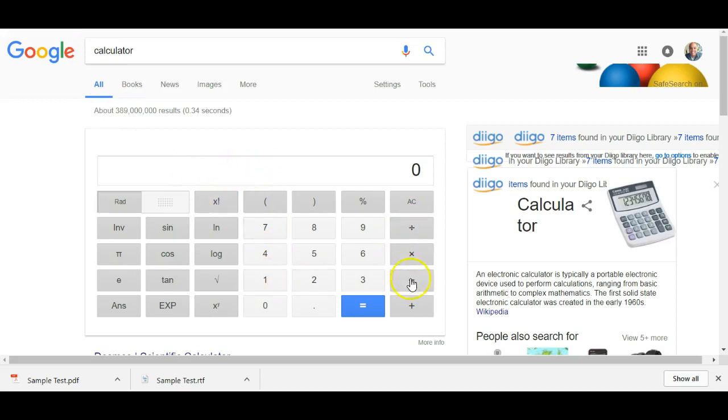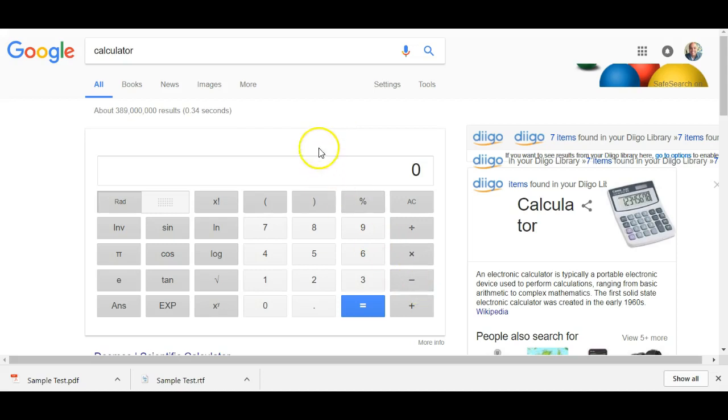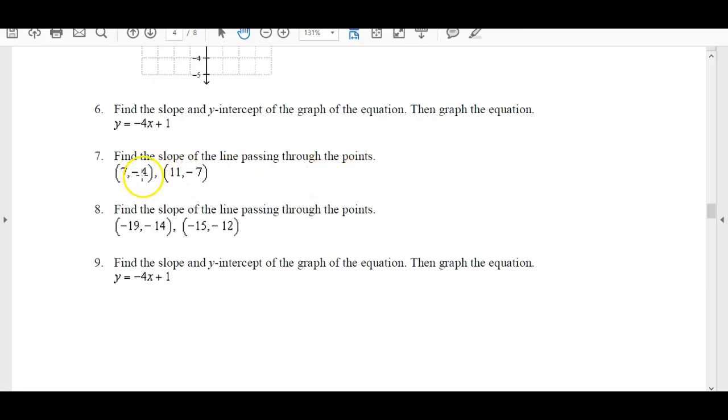What is -4? Oh, that's not quite working. Let's try this again. Okay, let's try. Here we go. It's not wanting to work. Alright, well, I'll just have to do the math myself.